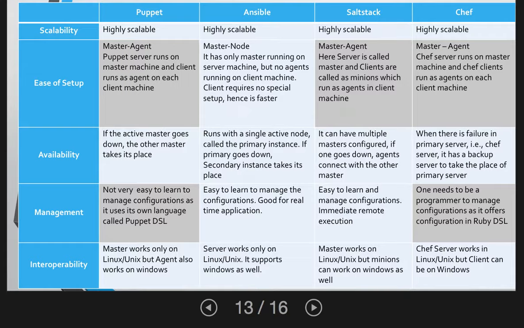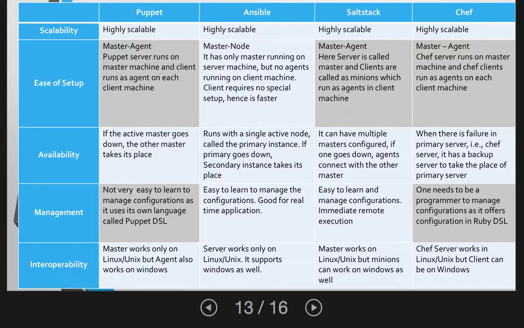Here we are comparing Puppet with Ansible, SaltStack, and Chef. These are other configuration management tools. Everything else is basically similar, but the ease of setup and management is something that Puppet lacks. It's not very easy to set up Puppet, SaltStack, and Chef because they're master-agent architecture systems, and they require configuring masters and client servers differently. And management is not very easy with Puppet because it uses its own DSL language and it's not easy to learn.